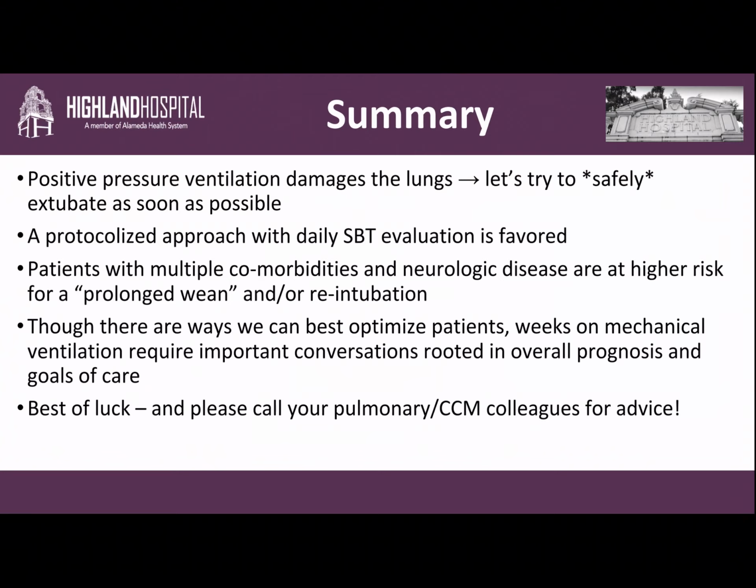Though there are ways we can best optimize patients, spending weeks on mechanical ventilation is very challenging for the human body. It'll require us to initiate important conversations with the patient's family rooted in overall prognosis and goals of care.